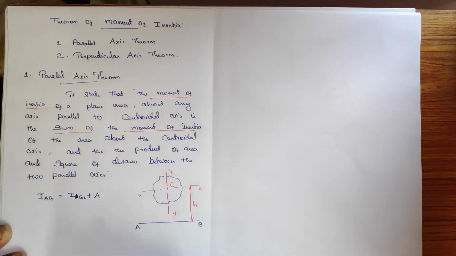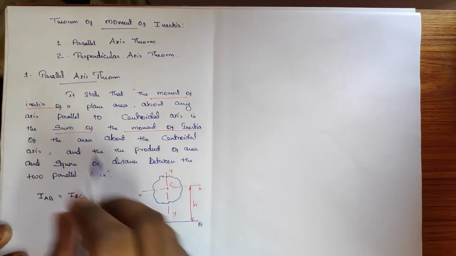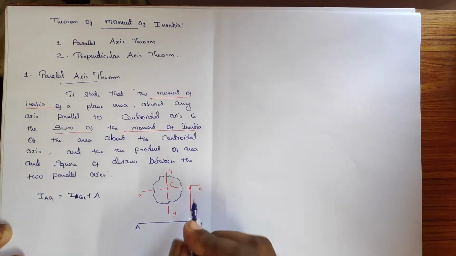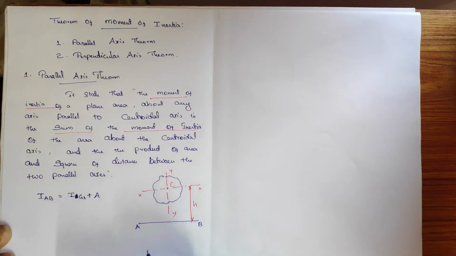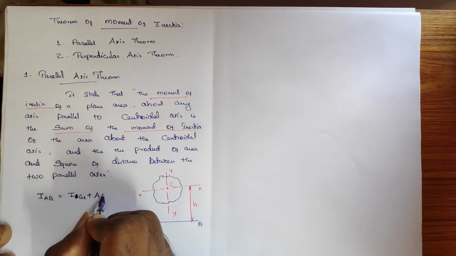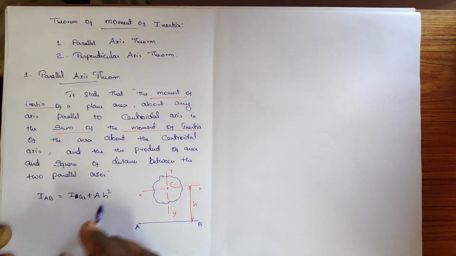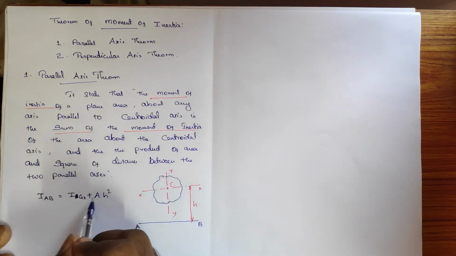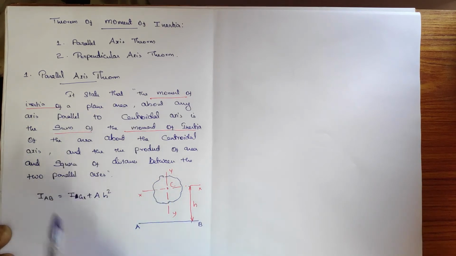Am I right? So I have drawn a parallel to xx which is AB, as per the parallel axis theorem. Between them there will be a measurement, right? I am going to consider it as h, so that h needs to be put here. IGX, the sum of moment of inertia, plus the product of area into the square of the distance between the parallel axes, both the parallel axes, right? Fine. So it is for AB.